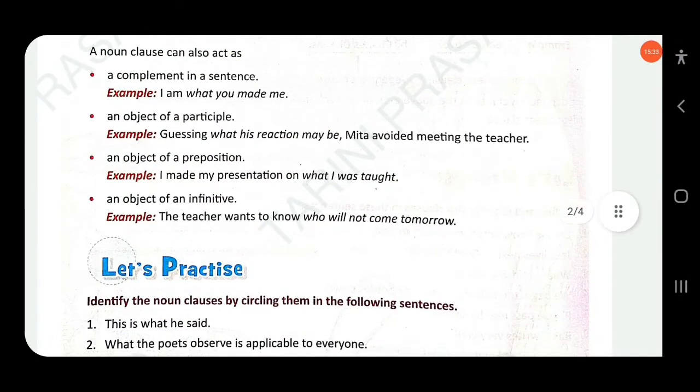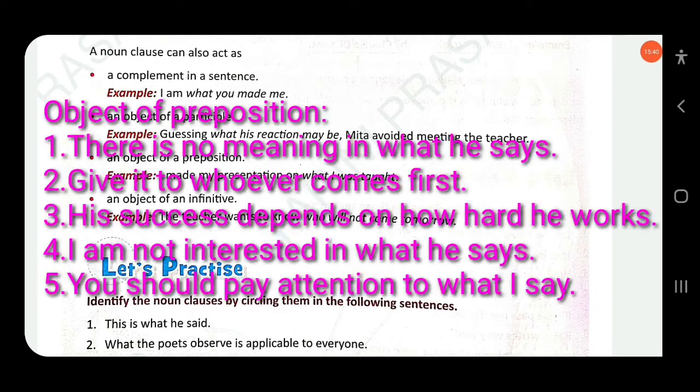Clear? Then noun clause also functions as object of a preposition. Okay. So here take an example. There is no meaning in what he says. So here in is a preposition. In what he says, this is object. It is the object of the preposition in. There is no meaning in what he says. So here what he says, this is object. What he says, this is the object of the preposition in.